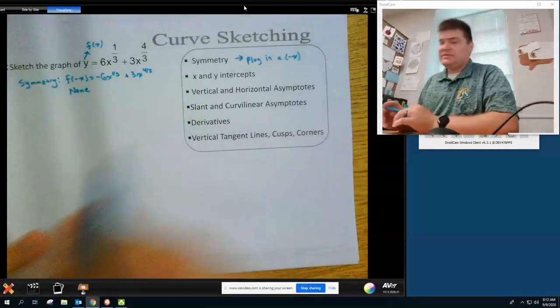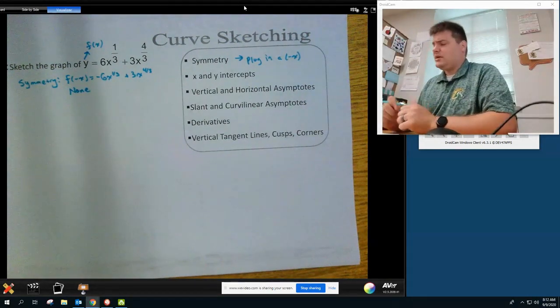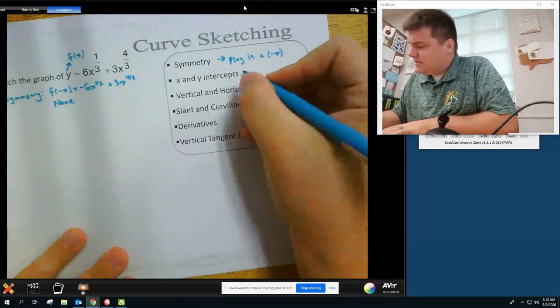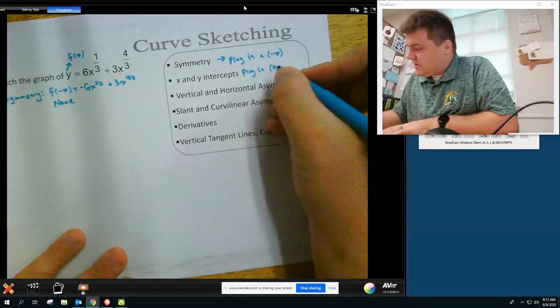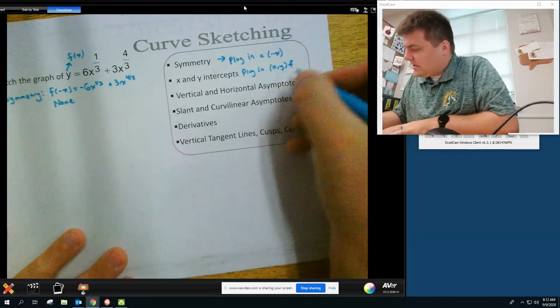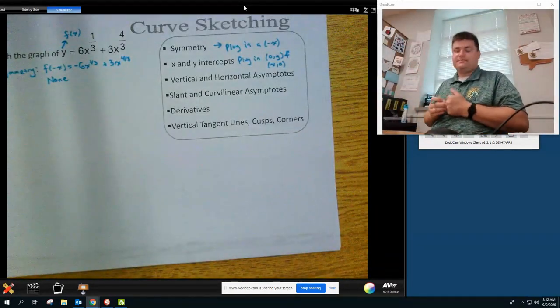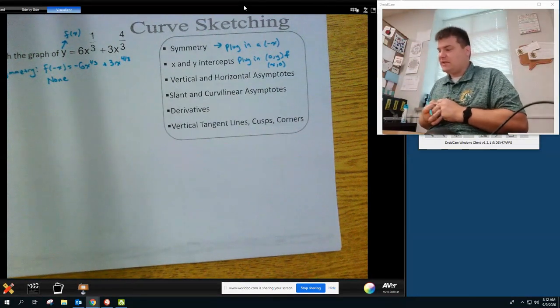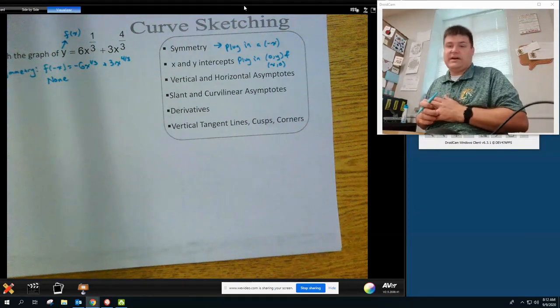X and Y intercepts. This is something you've been doing for quite a while, since Algebra 1 really: you need to plug in to get 0, comma y and x, comma 0. And this will give you your two intercepts. So you plug in a 0 for x, and that gives you the y-intercept. Plug in a 0 for y, and that gives you the x-intercept.